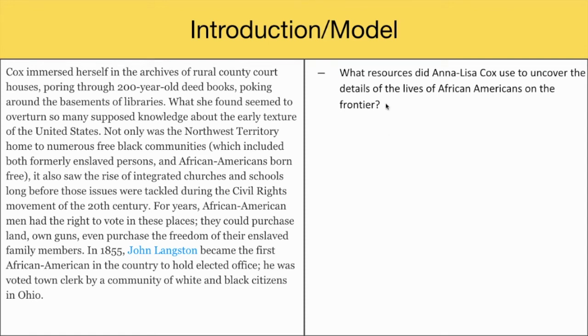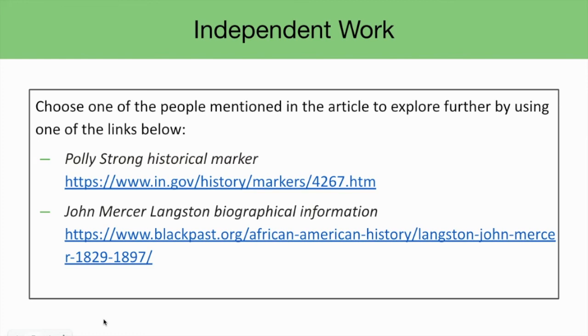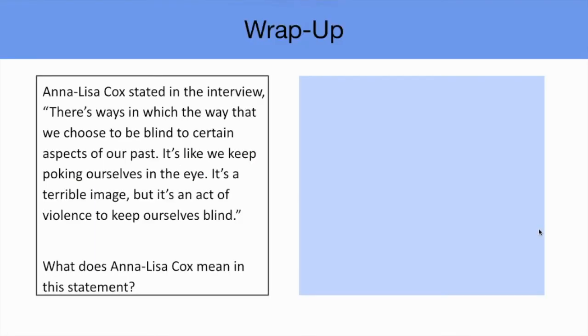Additionally, if I want to model a think out loud, I'll use the introduction and model slides and do the same thing. I might read this out loud to students in the introduction of the lesson and model my thinking for what resources Annalisa Cox used to uncover the details of the lives of African Americans on the frontier, and also talk through how I came up with that response. As an extension activity, or if you want to teach this lesson over 2 days, students can choose one of the people mentioned in the article to explore further by using one of the links below. The first link is a historical marker for Polly Strong, and the second link is biographical information on John Mercer Langston.